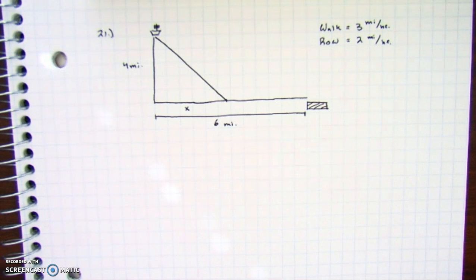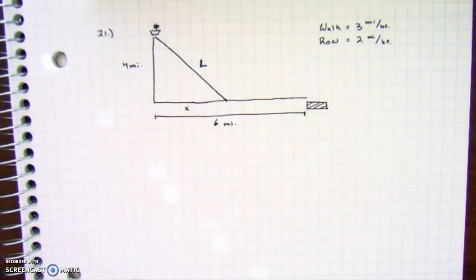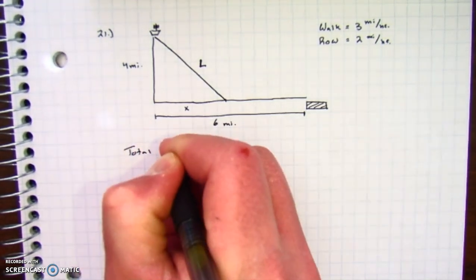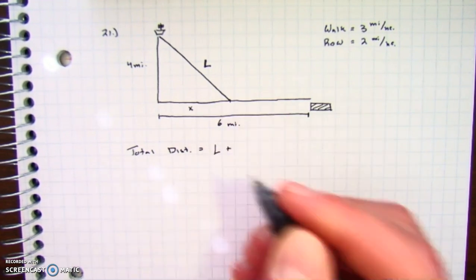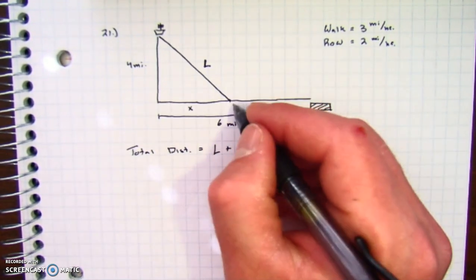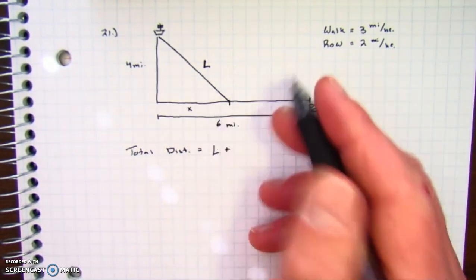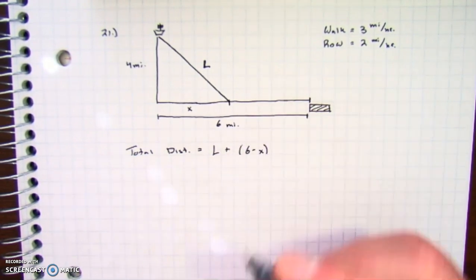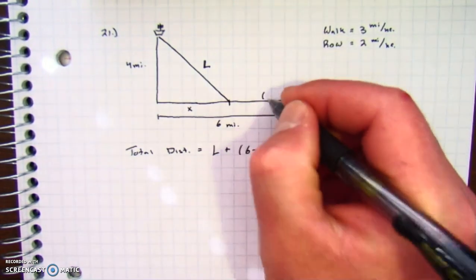All right, let's start using some math. We'll call this L right here. I know that my total distance is going to equal L plus whatever this is right here. Now this one is pretty easy to figure out. If this is 6 miles and this is x, this is just going to be 6 minus x. And that'll give me this distance. So let me go ahead and write this.